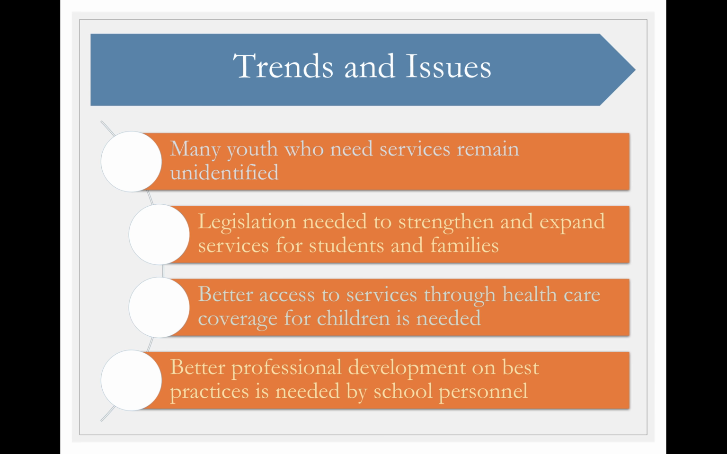What are the trends and issues with this population? Well, many youth who need services remain unidentified. So even though they're the 5th largest category, we still have many youth who are unidentified. Legislation is needed to strengthen and expand services for students and families. We need better access to services through the healthcare system as well as the mental health care system, and better professional development to include teachers.